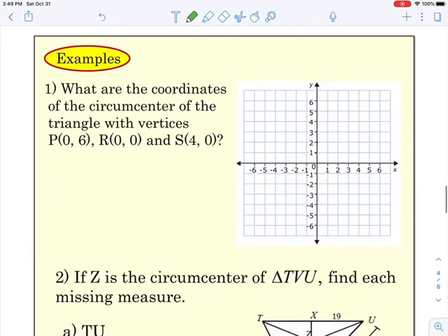So the first question is, what are the coordinates of the circumcenter of the triangle with vertices (0, 6), (0, 0), and (4, 0)? So the first thing I'm going to do is I'm going to draw those coordinates and connect my dots.